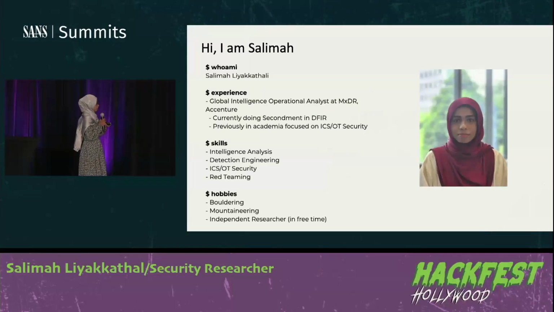So a little bit of background about myself. I've been working in the cyberspace about 6 to 7 years now, and I started off in academia focusing on research on ICS and OT security. And after 3 years, I decided to join the corporate world, and I've been with Accenture ever since. So at Accenture, I'm doing threat intel work, mainly detecting and responding to emerging cyber threats. And recently, about 1 to 2 months, I'm in the DFIR team as a secondment.